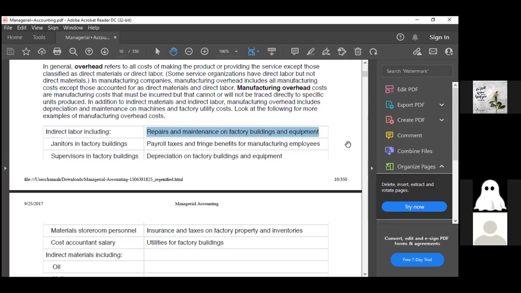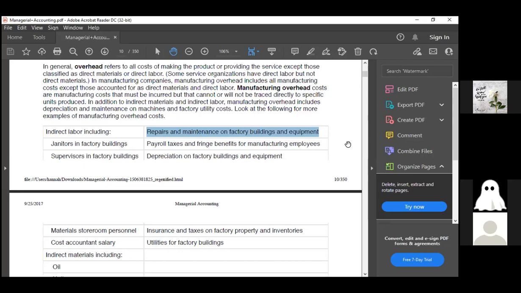Then they have janitors in office building. Janitors in office building are also indirect labor. Okay, payroll taxes and fringe benefits for manufacturing employees would be indirect labor. Supervisor in factory buildings would be indirect labor. Depreciation on factory building and equipment is indirect labor. And other things they've included is material storeroom personnel. So people working in the warehouse, insurance and taxes on factory property and inventory, utilities for factory building. These are also manufacturing expense.